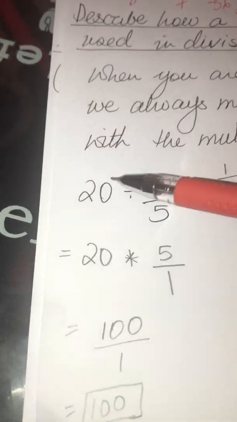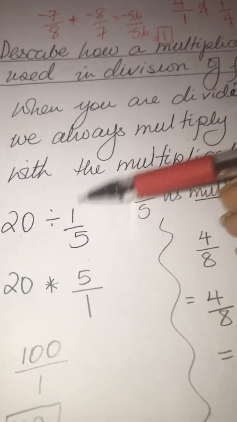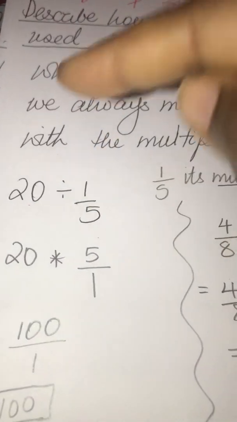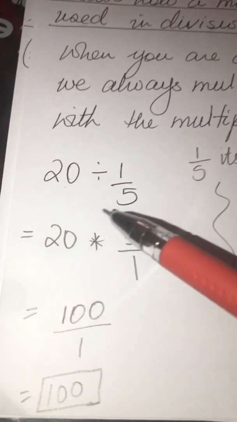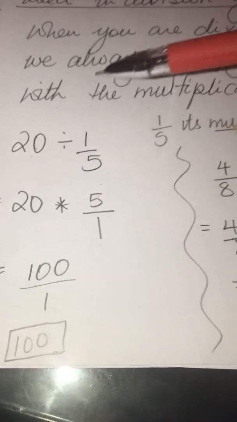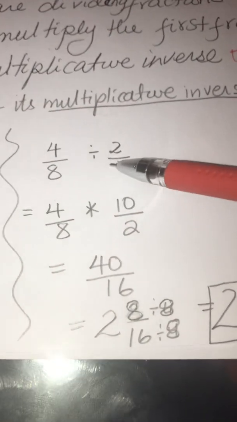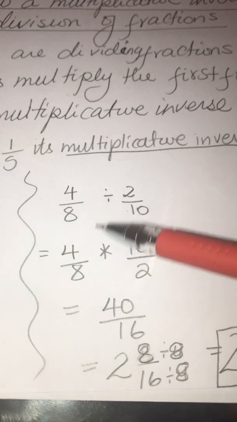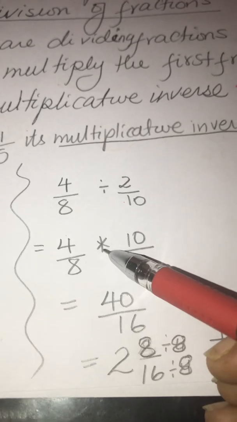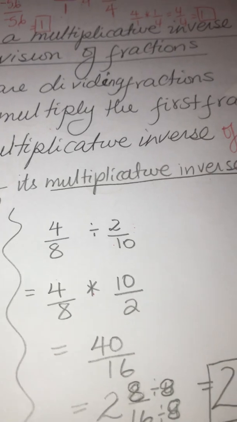So let us look over here. So I have 20 divided by 1/5. I find the multiplicative inverse of 1/5 by flipping. If I flip 1/5, I get 5 out of 1. And then I multiply, I will get 100 out of 1. My answer is 100. You always flip the second fraction. The same thing here. So when we say multiplicative inverse, multiplicative means you're multiplying. Inverse means you flip the second fraction.